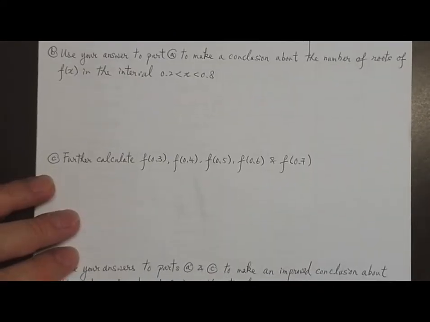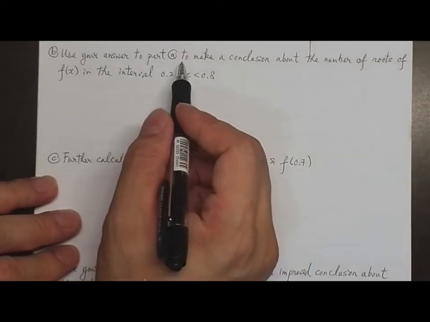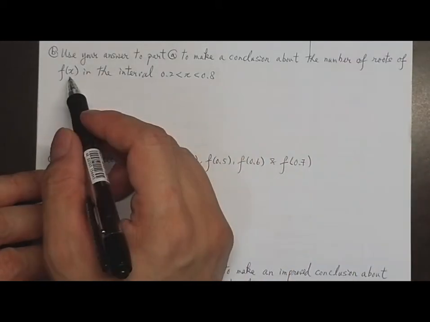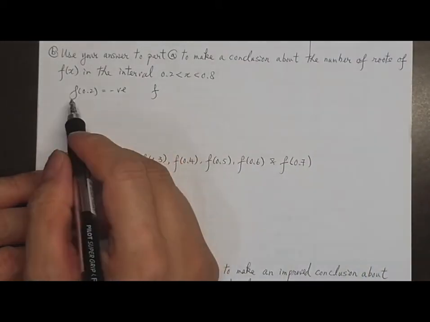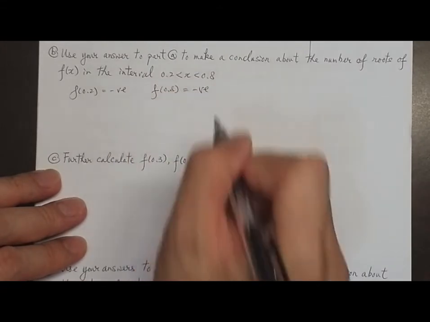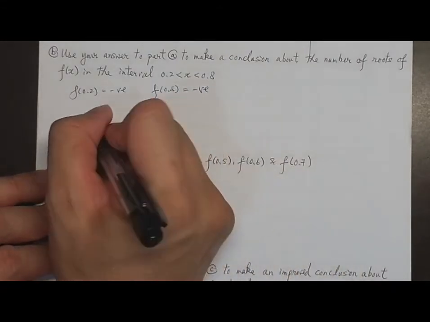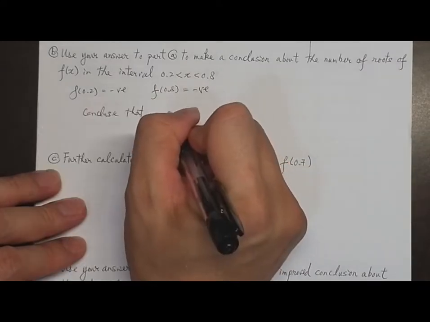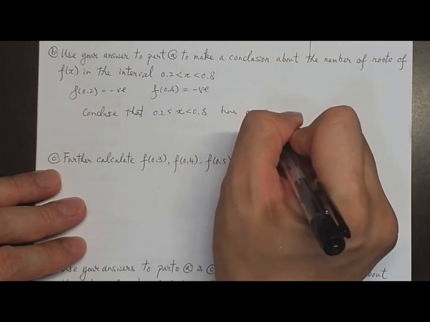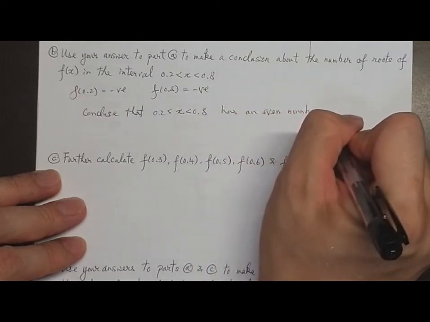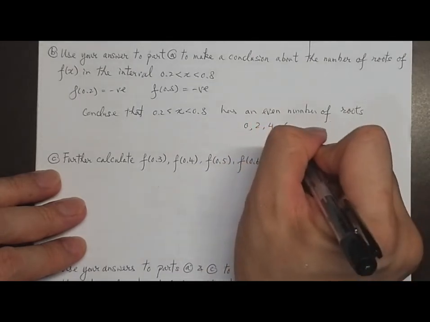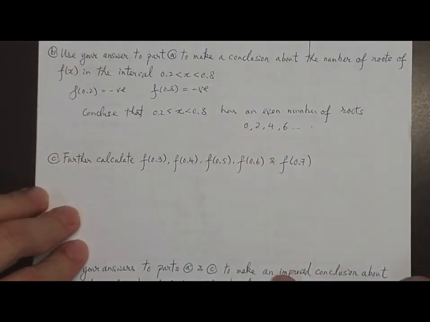So question B, use your answer in part A to make a conclusion about the number of roots of f(x) in the interval. We got f(0.2) is negative and f(0.8) is also negative. And this function is continuous, so we can conclude that x between 0.2 and 0.8 has an even number of roots. It's either 0 roots, 2 roots, 4 roots, 6 roots, and so on. It's an even number of roots.